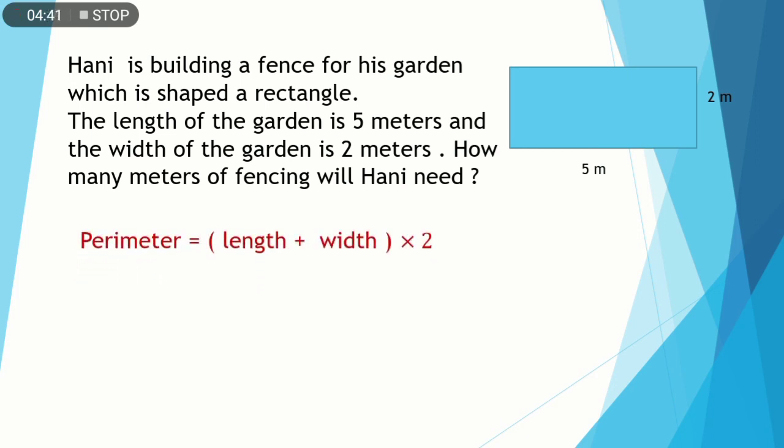The length here is 5 and the width is 2. 5 plus 2 times 2. 5 plus 2 equal 7. 7 times 2 equal 14 meters.